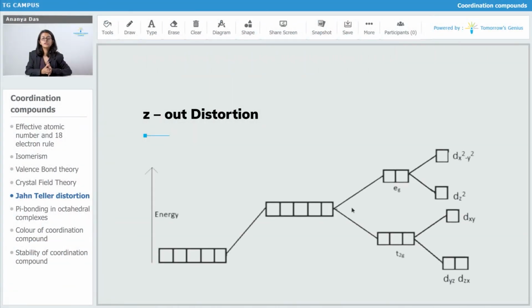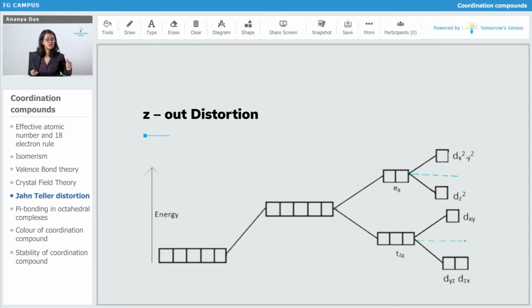Now this is the orbital diagram for your Z out distortion. It remains the same up till eg and t2g splitting. But after that, when Z out distortion occurs, or when Jahn Teller distortion occurs, the eg and the t2g further split. And after splitting, what happens in Z out is that the dz square gets lowered in energy. If this is your average energy, then the dz square is lowered in energy, whereas the dx square minus y square orbital is increased in energy.